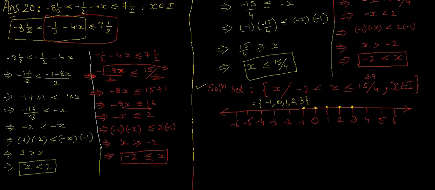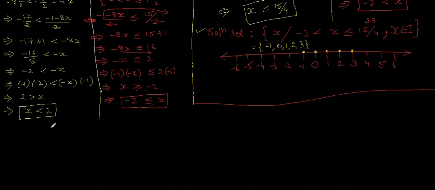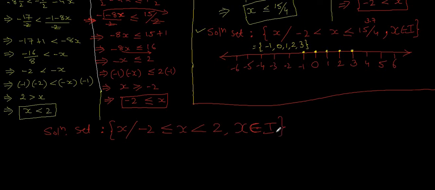So let us go for the solution set. I'll make a column here, a vertical line, so that it becomes easy. So here solution set: x such that minus 2 less than or equal to x less than 2, here x belongs to I.